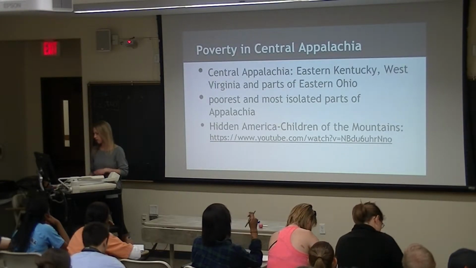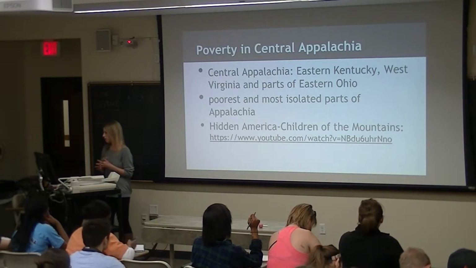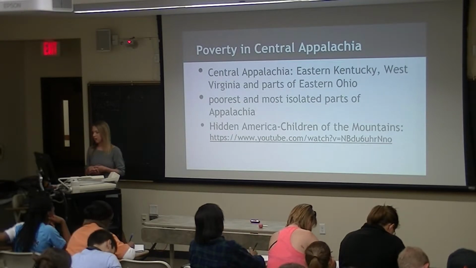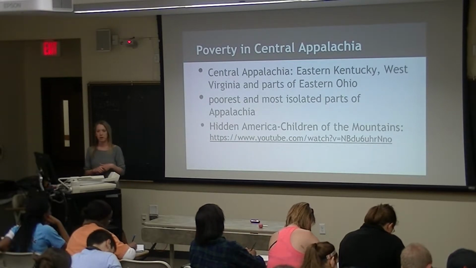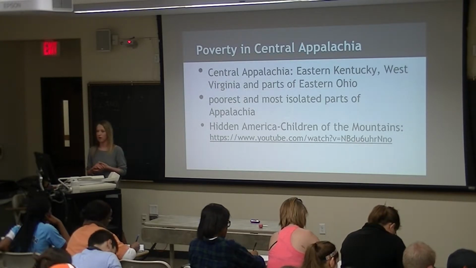So yeah, we're going to focus on Central Appalachia, which is concentrated in Eastern Kentucky, West Virginia, and parts of Eastern Ohio. These are some of the poorest and most isolated parts of Appalachia, which is why I'm deciding to focus here when we're talking about poverty and low SES.